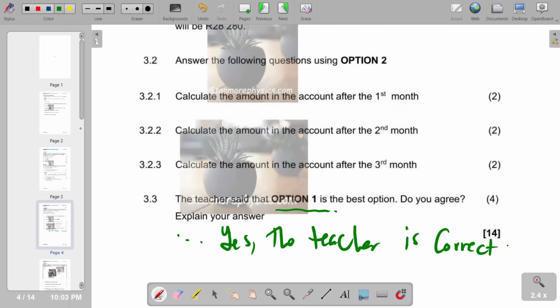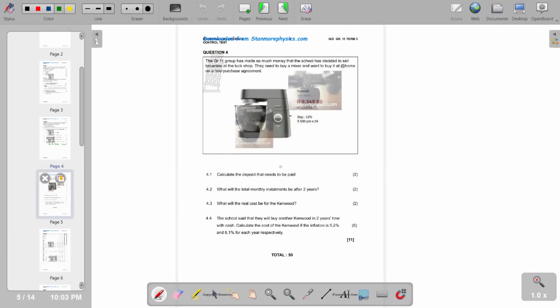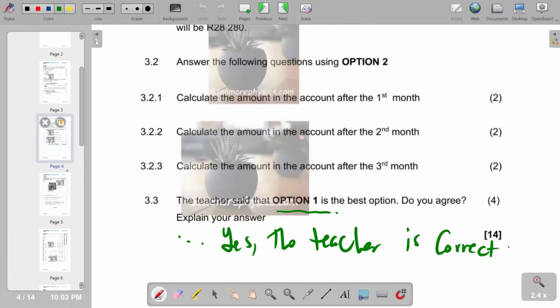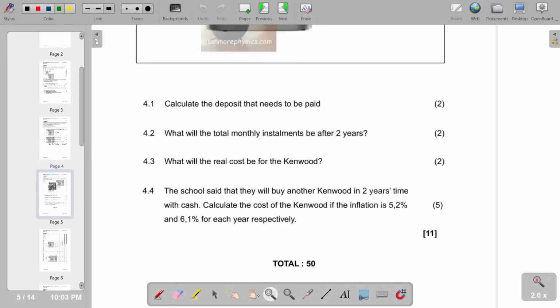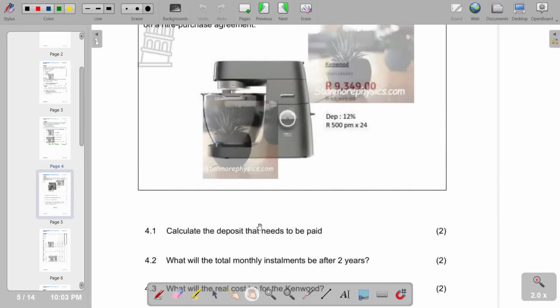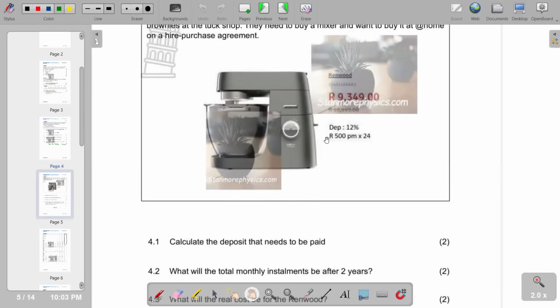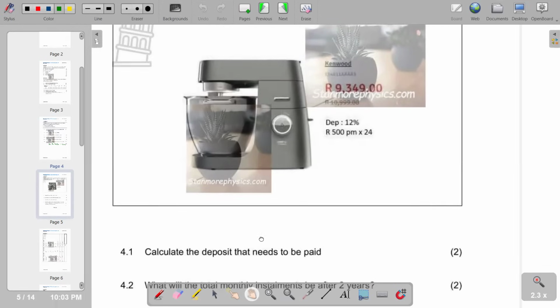So this is on question 4. And of course, this is our question 3, and of course, we still have our question 4. So this is going to be your question 4.